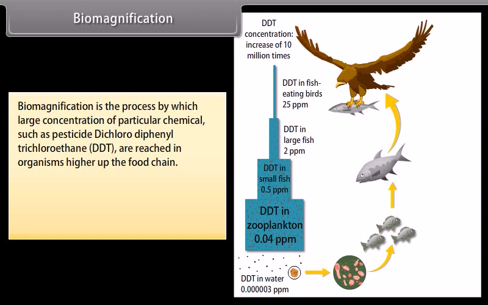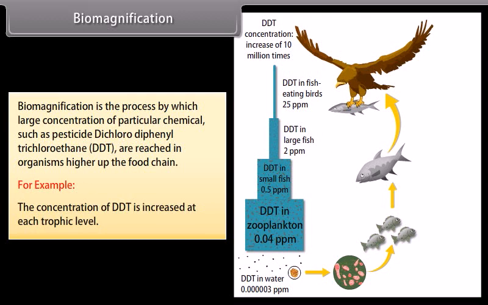Biomagnification. Biomagnification is the process by which large concentrations of a particular chemical, such as the pesticide dichloro-diphenyl-trichloroethane, are reached in organisms higher up the food chain. For example, the concentration of DDT is increased at each trophic level as shown in the diagram.